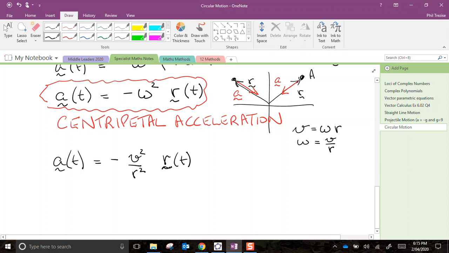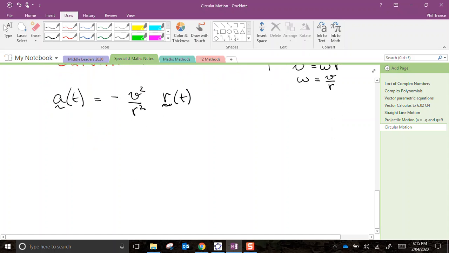And you might be tempted to think I can cancel this with one of these r's, and you're on the right track, but we need to prepare that slightly first, because we can't really cancel a scalar with a vector. But what can I do with my position vector? I can consider that to be a scalar value r multiplied by a unit vector.